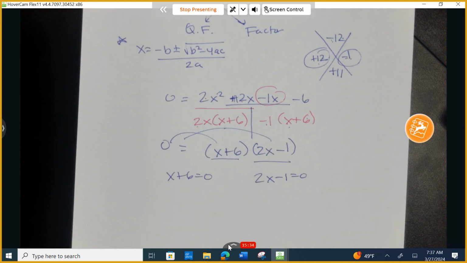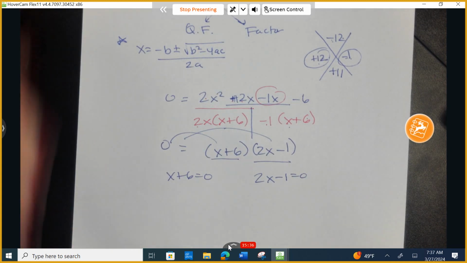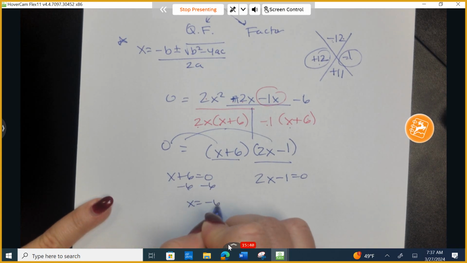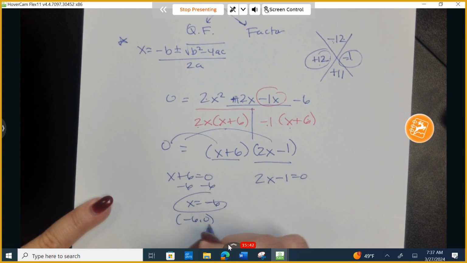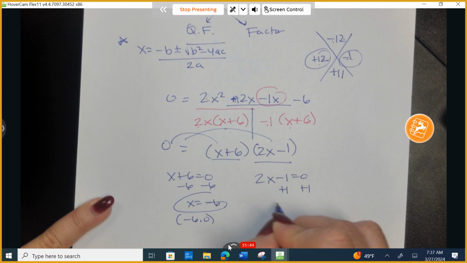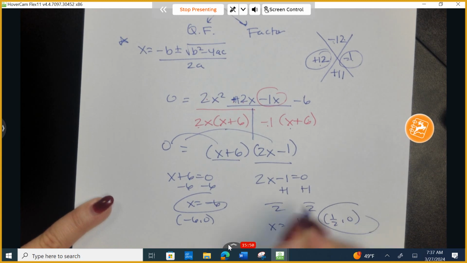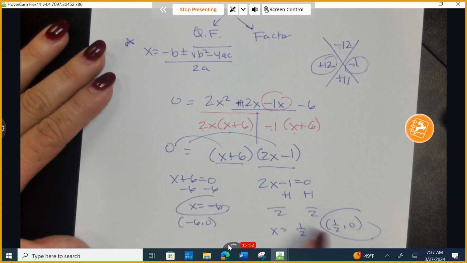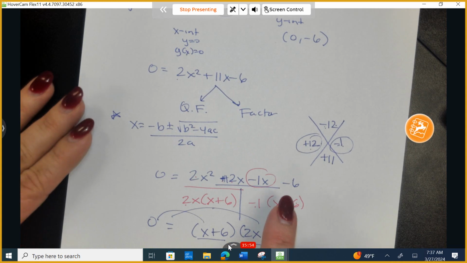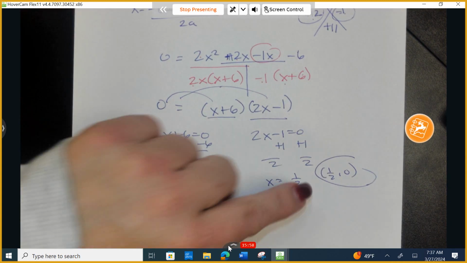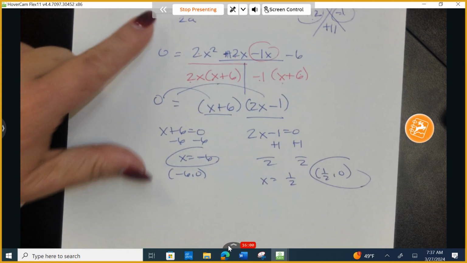This allows us to find the x-intercepts, or the zeros, of this quadratic function. So subtracting 6, I get x equals negative 6. And adding 1 and then dividing by 2, I end up with x equals 1/2. These are the x-intercepts in this original function, and this is my y-intercept. I could achieve the same answers using the quadratic formula.